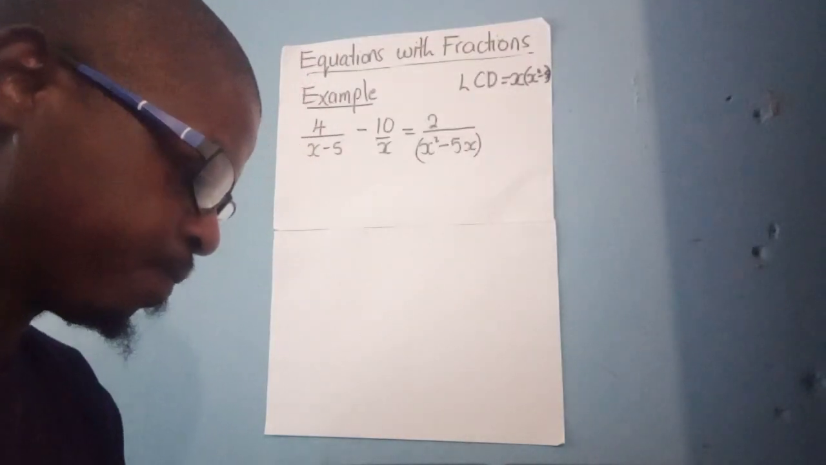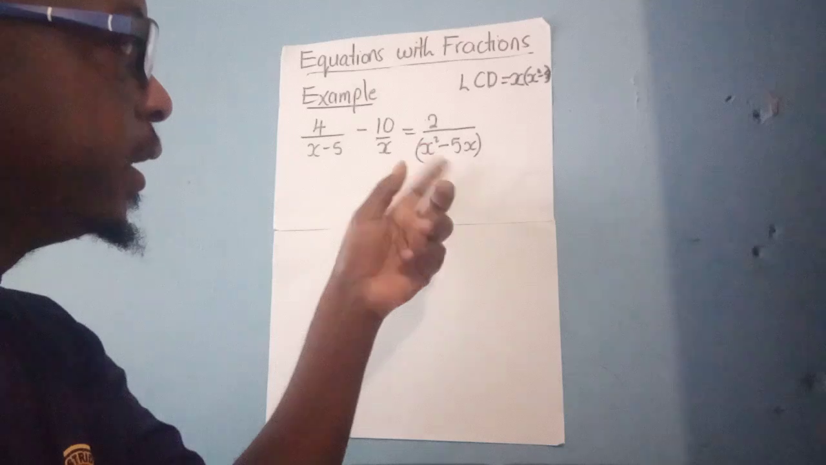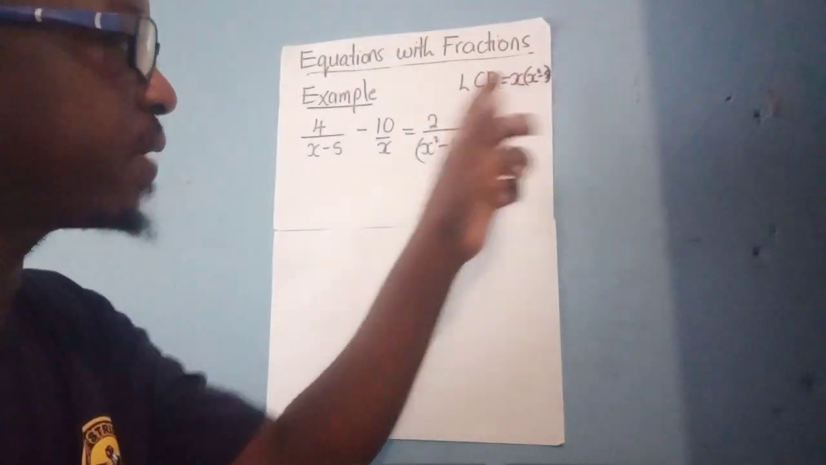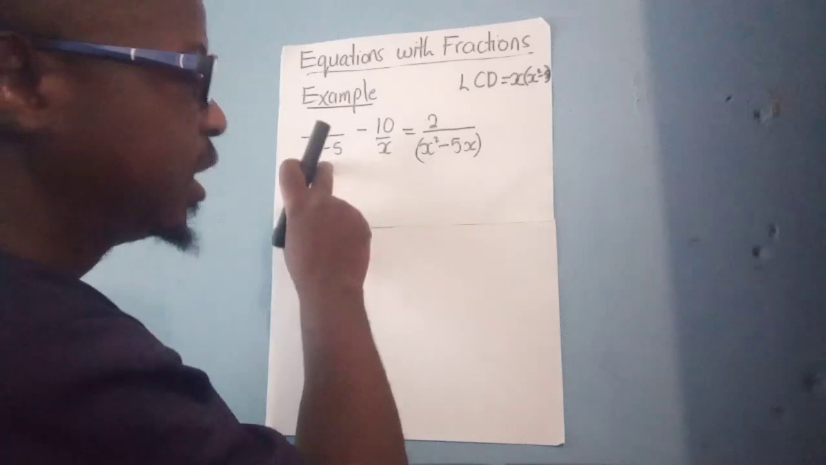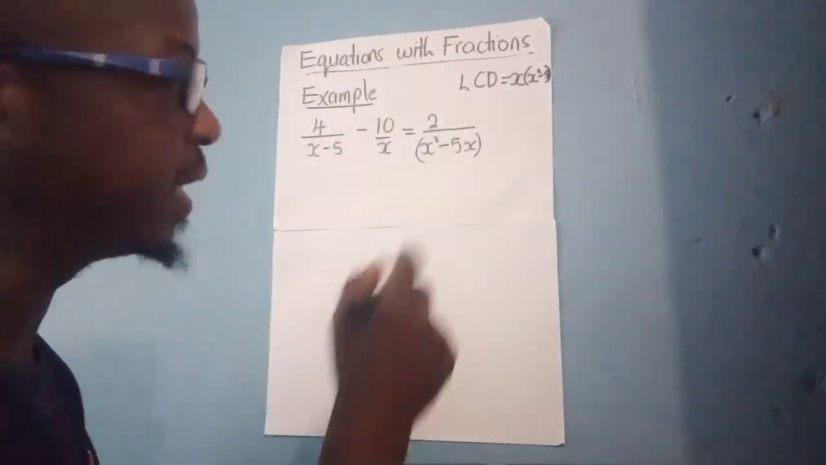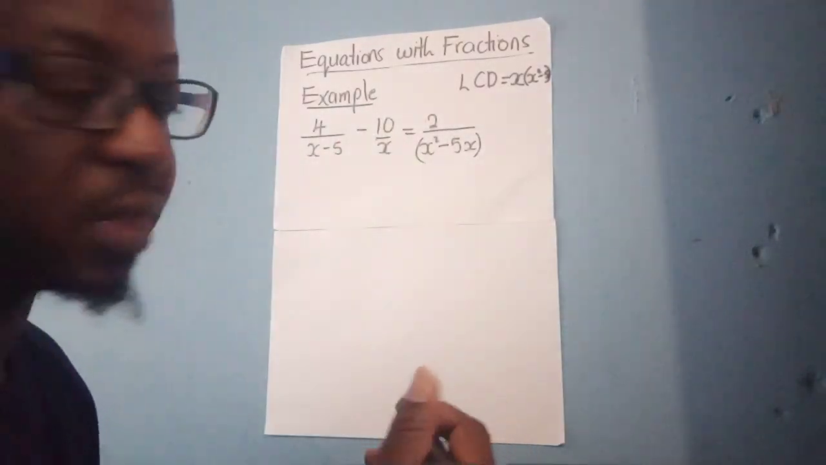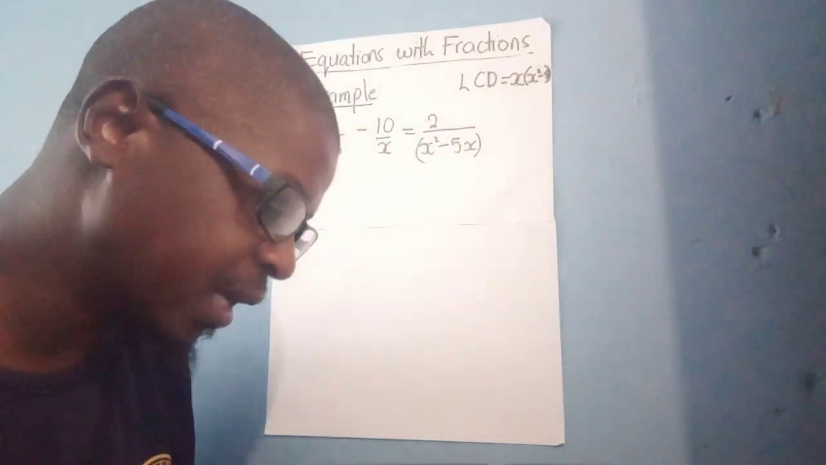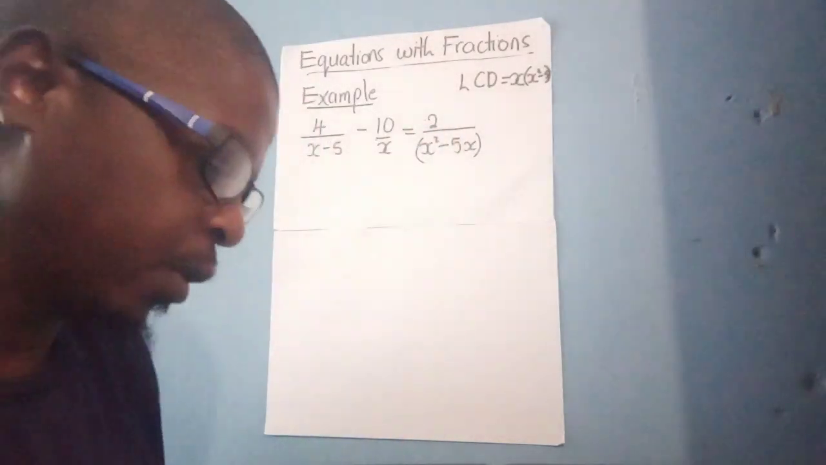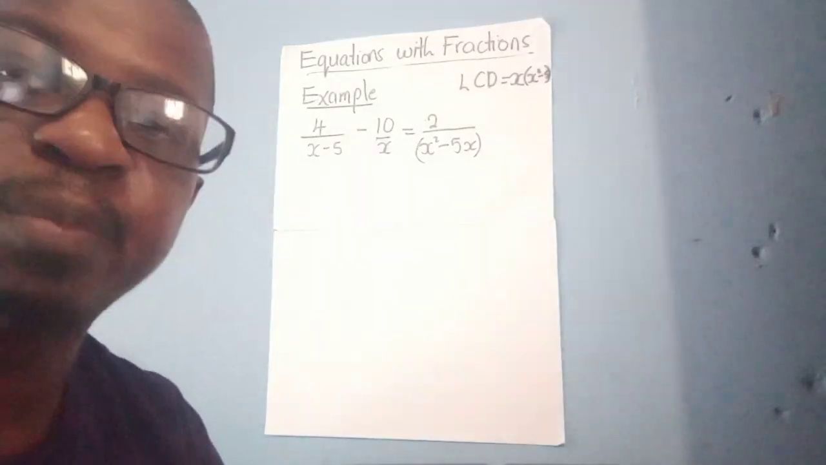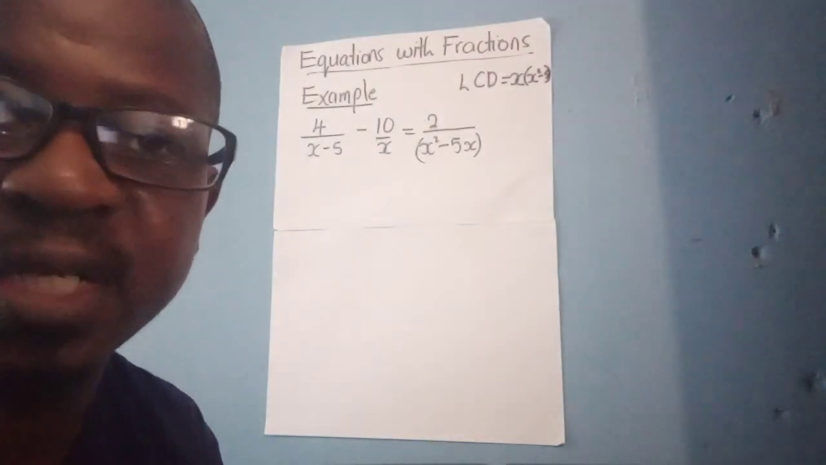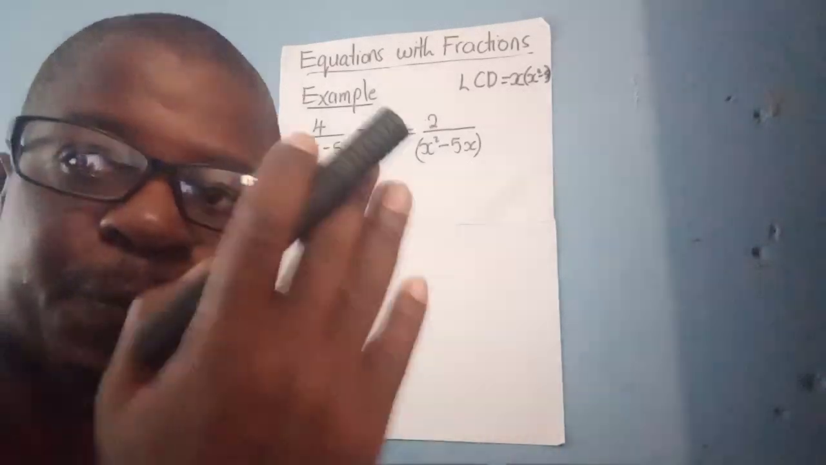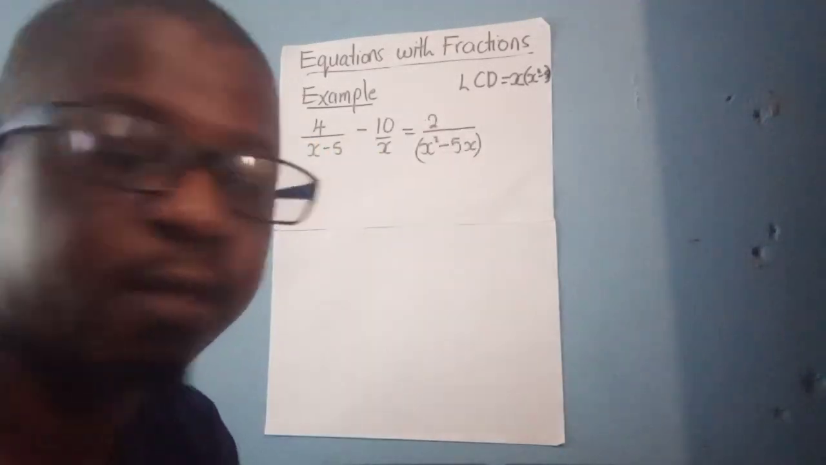Because it is the x minus 5 where all of these can go there without leaving a remainder, this one also goes there without leaving a remainder, and this also goes there without leaving a remainder. Now, since we found the lowest common denominator, x minus 5, we are going to use it to multiply each and every term.